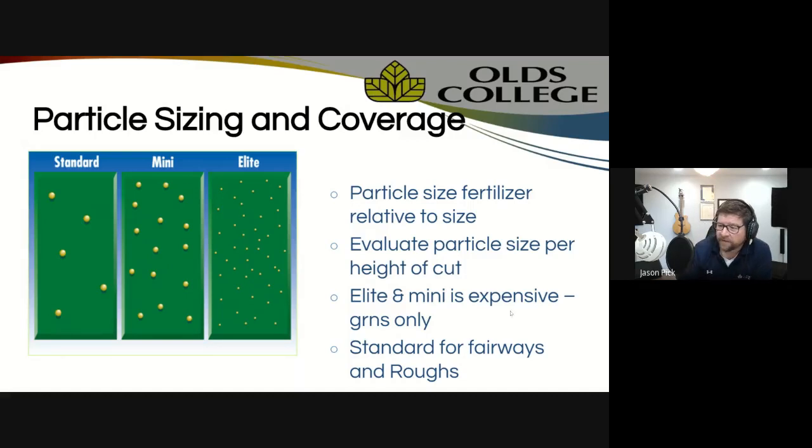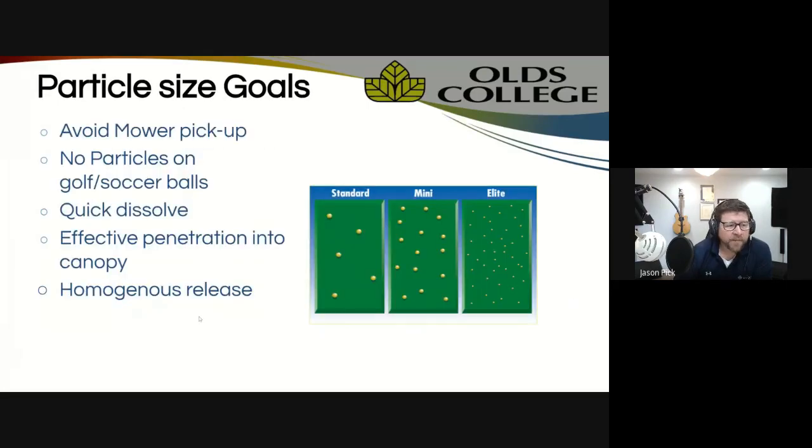Okay, I hope that clears up any questions in terms of particle size. Smaller particle size, simply more expensive, and I talked about why. Some of these smaller particles do melt really fast too, which is beneficial, especially on your greens. And we'll talk about homogeneous release in a sec.